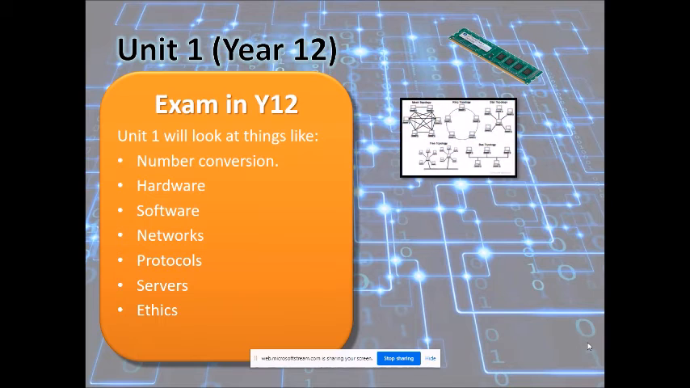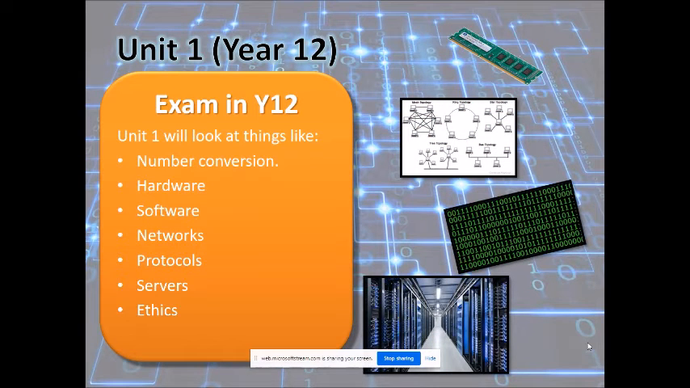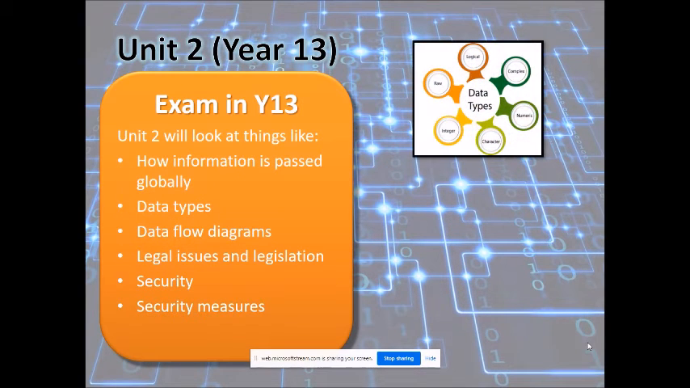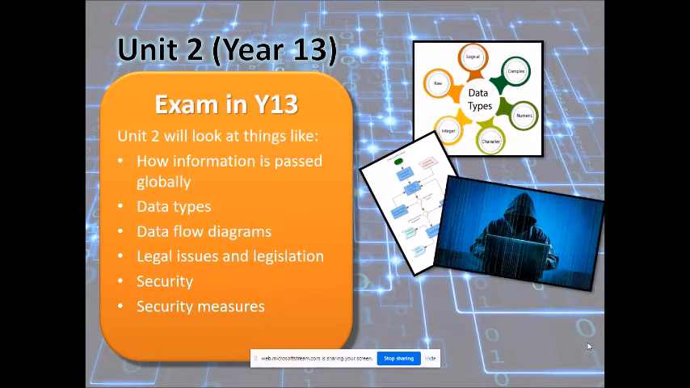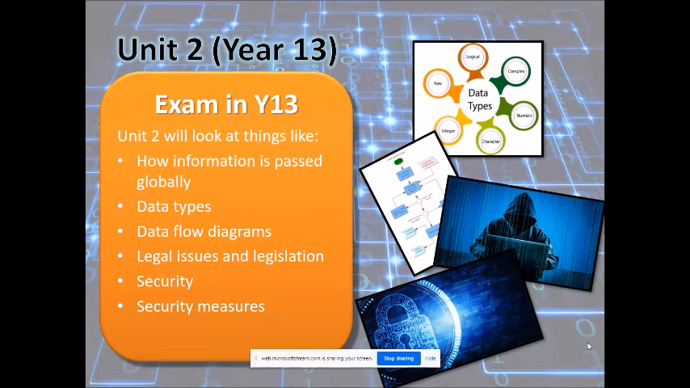So looking at the exams, we'll look at the units in a bit more detail for you. These are the kind of things that it covers. The exam in year 12, Unit 1, will cover things like number conversion, hardware, software, networking, protocols, servers, and the ethics of using computers. The exam in year 13, which is Unit 2, will look at how global information is passed, data types, data flow diagrams, legal issues and legislation, security and security measures. They're just a few other things that it will cover.